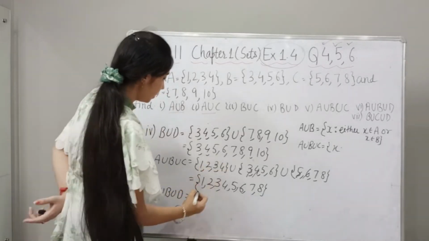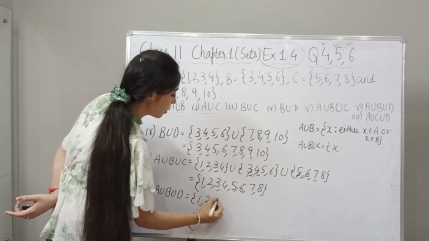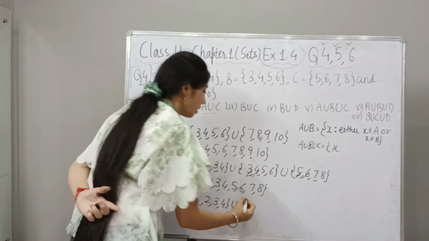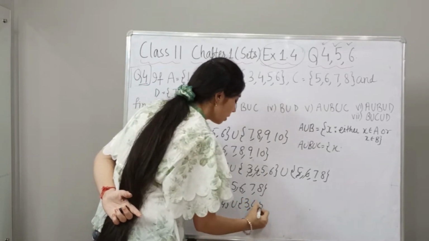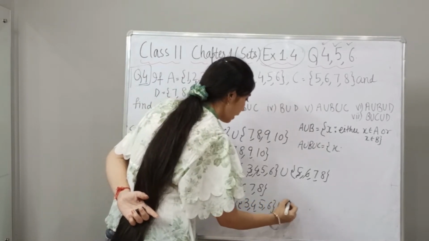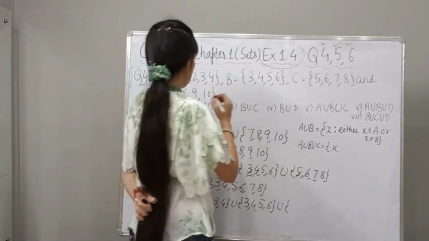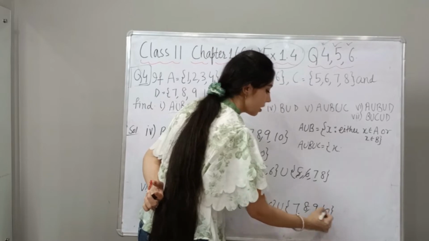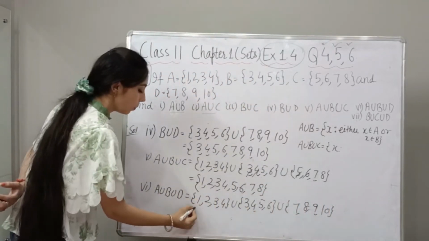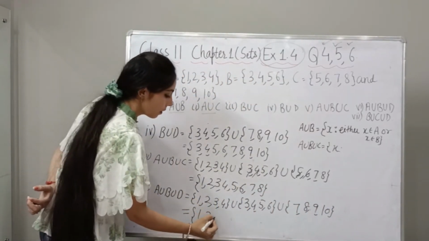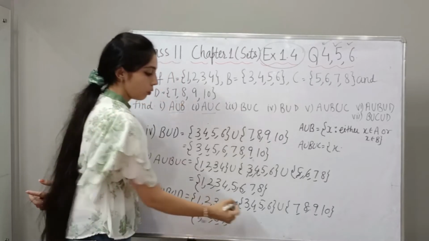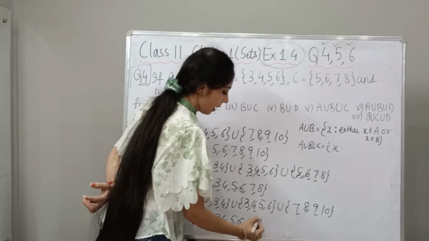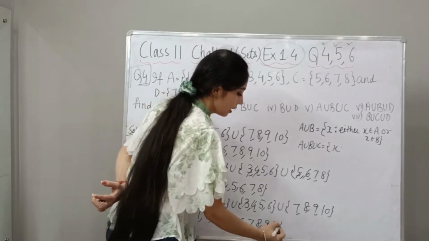Okay. So what is A? 1, 2, 3, 4. What is B? 3, 4, 5, 6. And what is D? D is 7, 8, 9 and 10. Okay. So in the union we have 1, 2, 3, 4, 5, 6, 7, 8, 9, 10.